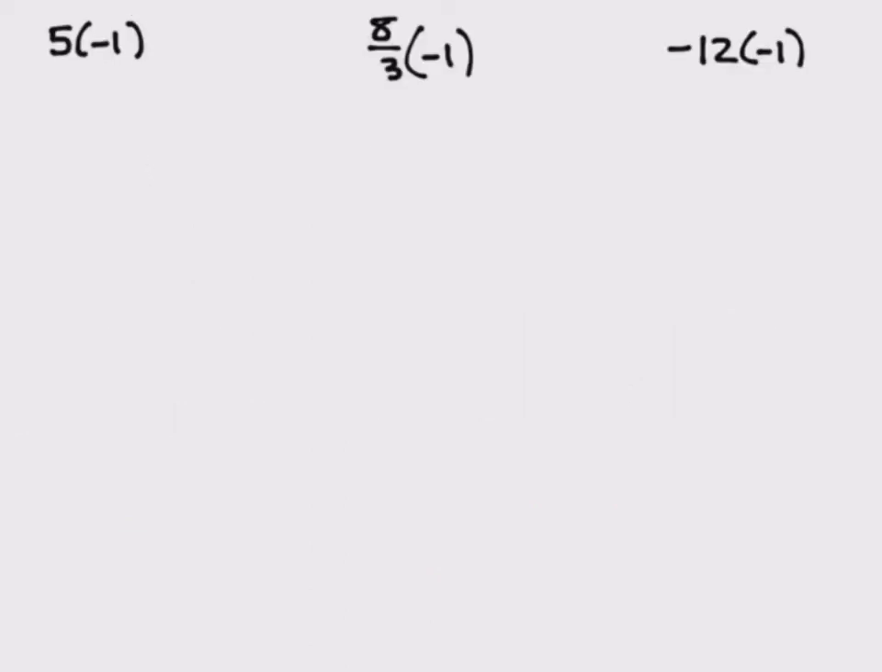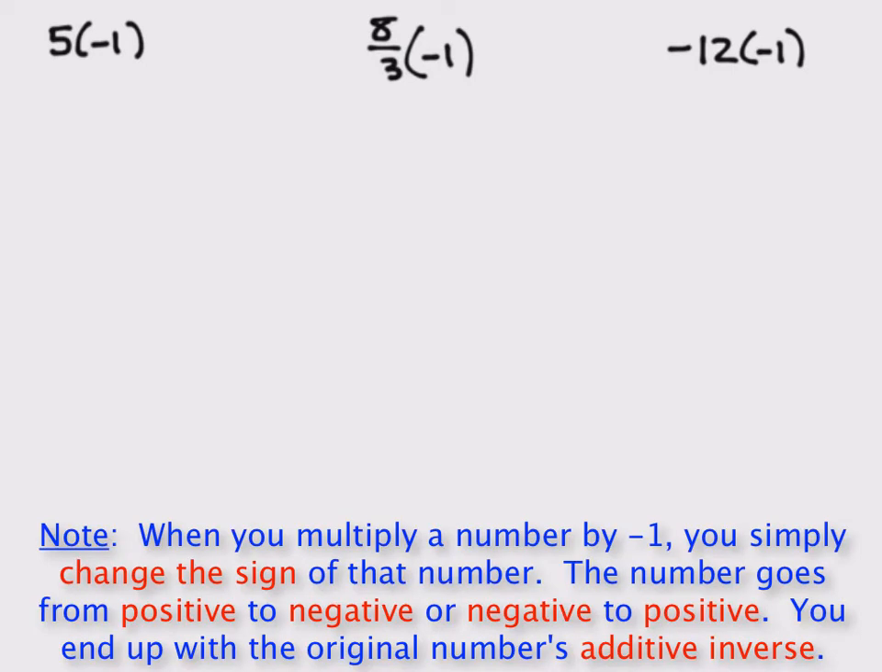Alright, before we go ahead and start multiplying by a bunch of negative numbers, let's start by discussing what happens when we multiply a number by -1. When we multiply a number by -1, you simply change the sign of that number. The number goes from positive to negative, or negative to positive. And you end up with that original number's additive inverse. So in this case, if we multiply 5 by -1, we'll get its additive inverse, namely -5.